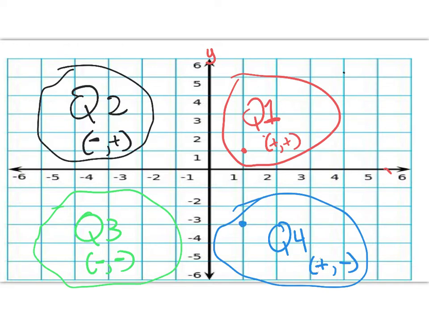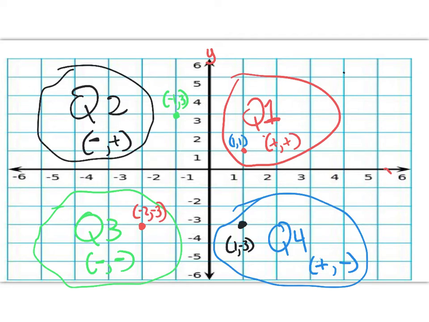So this point is 1, 1. This point, let's call this point negative 1, 3. This point is negative 2, negative 3. And this point, this blue point, which I'm going to change to black, is 1, negative 3. So it does make a difference where your negatives are and where your coordinates are.